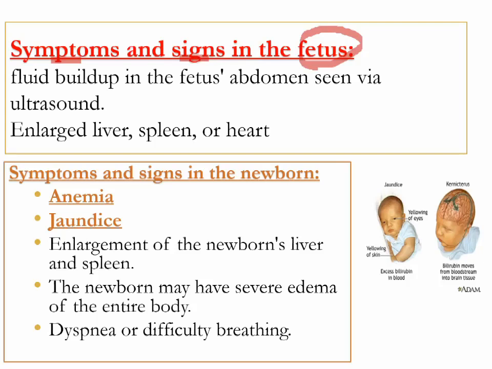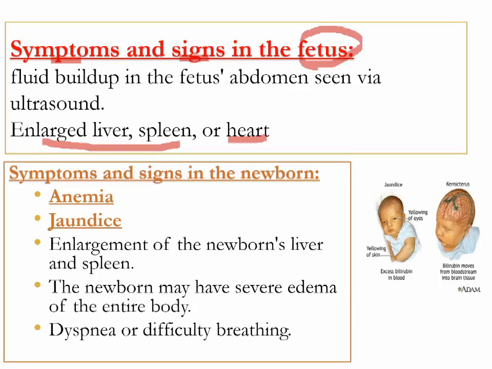The symptoms and the signs are an enlarged liver and spleen, and this occurs due to the hemolysis of the red blood cells and the degradation products, which cause an overload on the liver and the spleen. And of course, an enlarged heart, because not enough blood is reaching the heart due to the hemolysis. So as a result, the heart will increase in size.